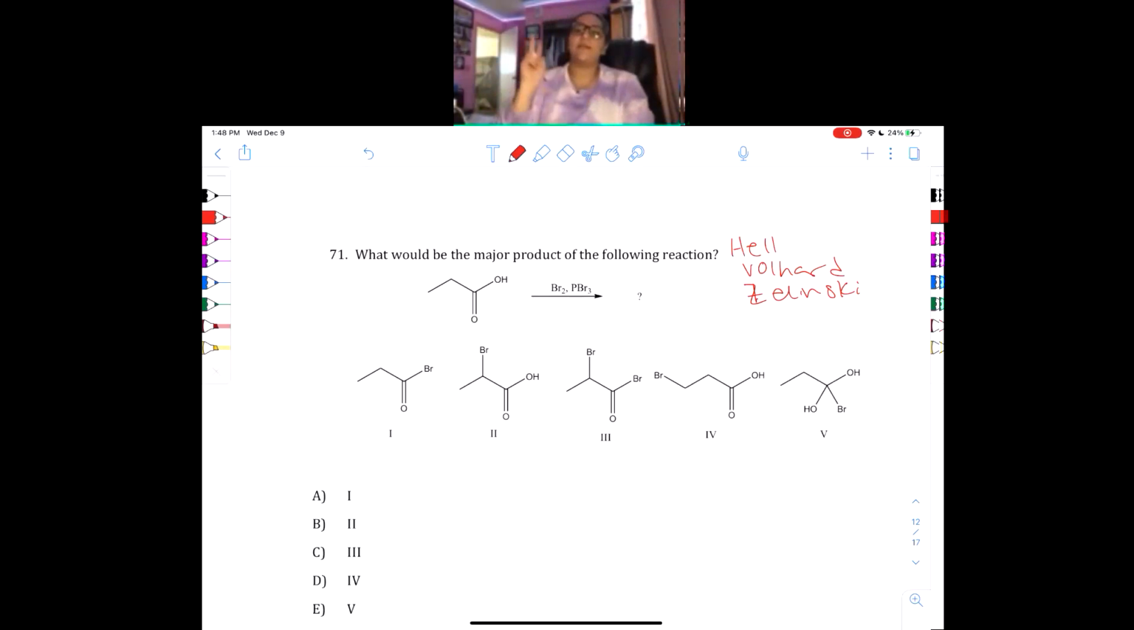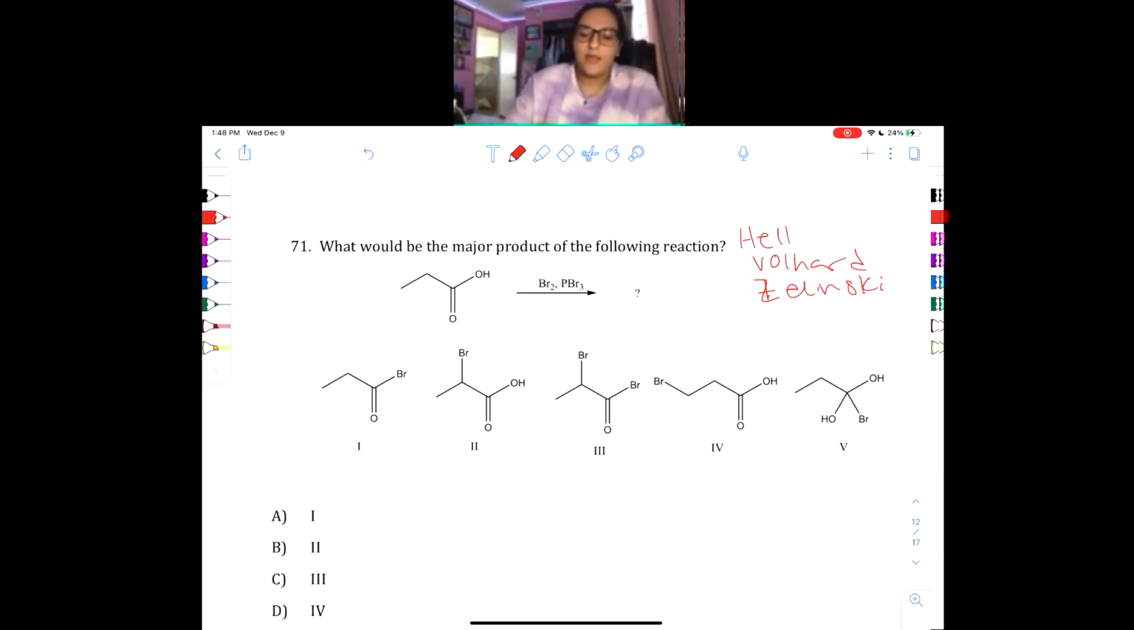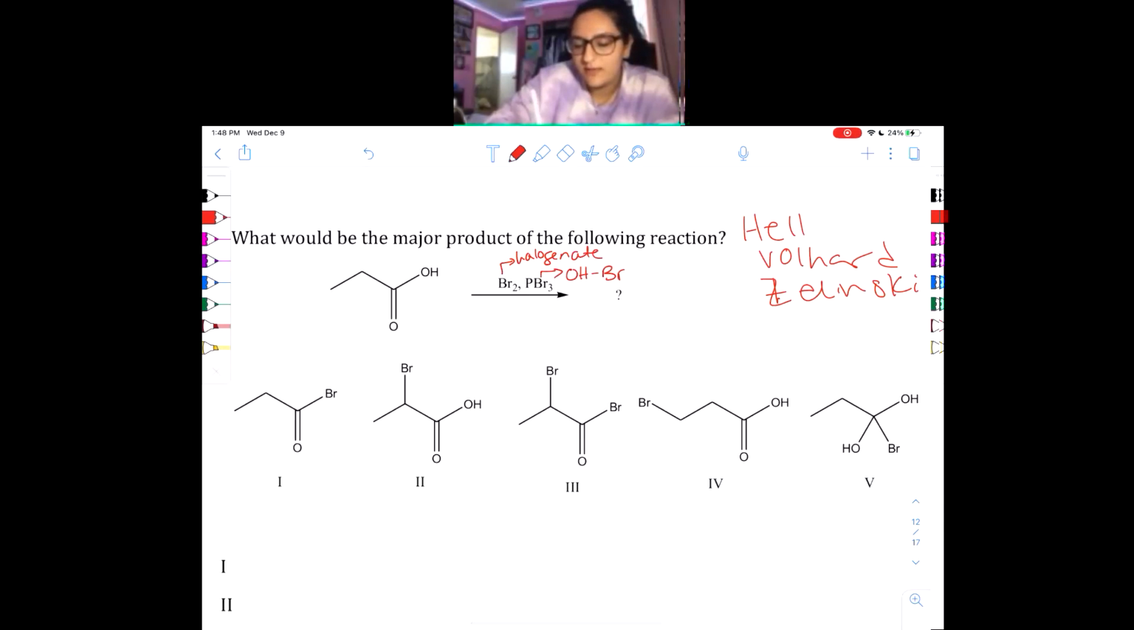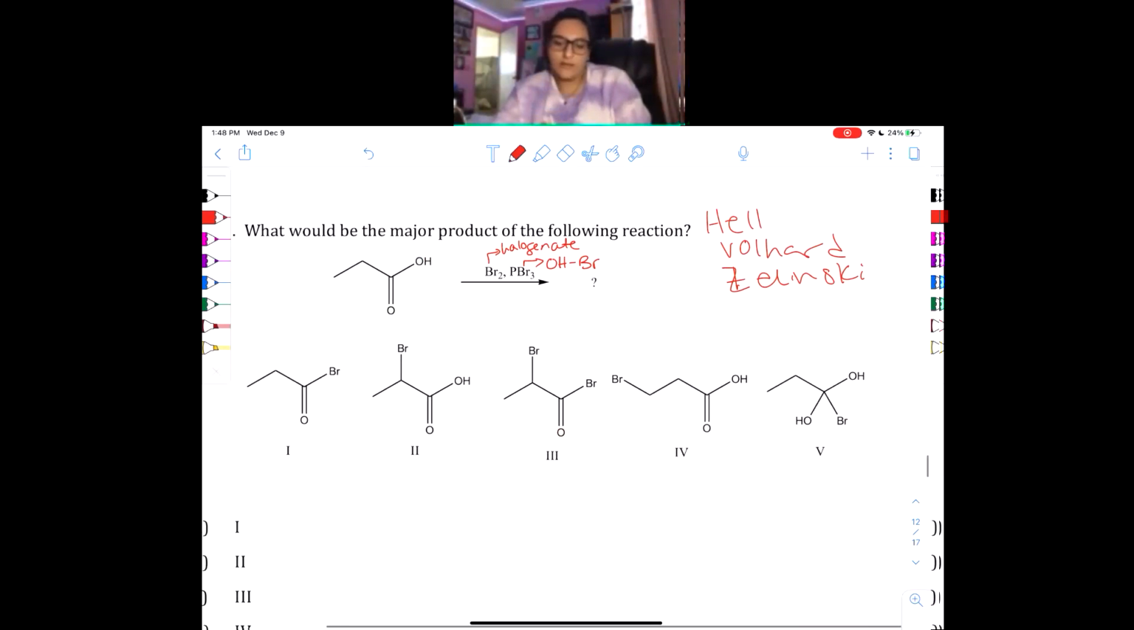And essentially, we have two different ways to do this reaction. We can either have H2O or have H2O be missing. In this case, H2O is missing. So all we can do is halogenate and replace OH with Br. So which of these answer choices shows a halogenation on the alpha carbon and turning the OH into a Br?